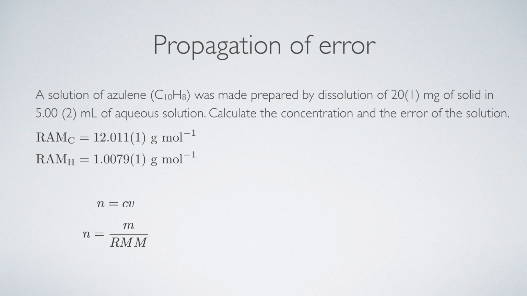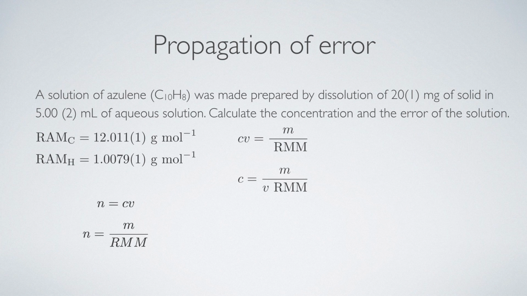So this calculation is based on determining the concentration, and the uncertainty in the concentration, of a solution which has been made up from 20 milligrams of a solid dissolved in 5 millilitres of aqueous solution. Now, I've given my molar masses and their uncertainty, and I've given the uncertainty on the mass and the volume. We should know the two simple calculations for moles. Moles is concentration times volume, and moles is mass over the molecular mass. And a little bit of algebra helps me combine these into a single equation and rearrange it for the concentration.